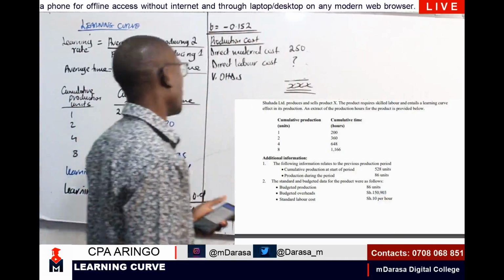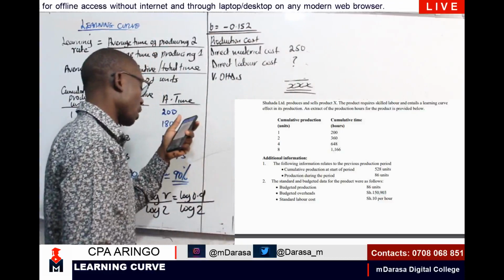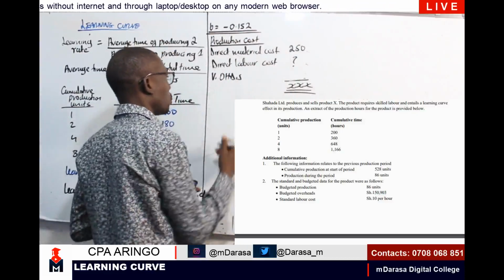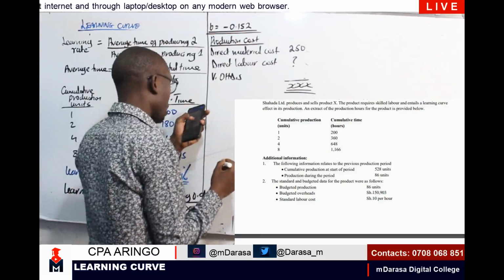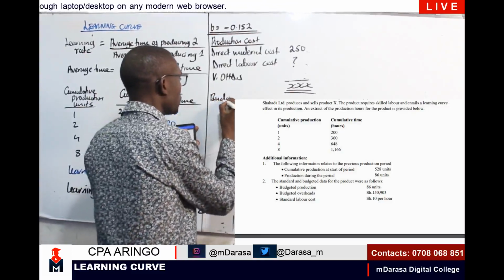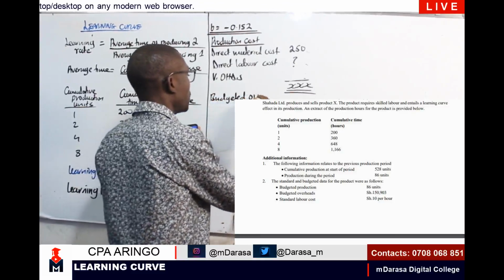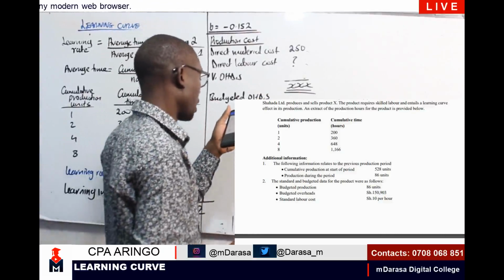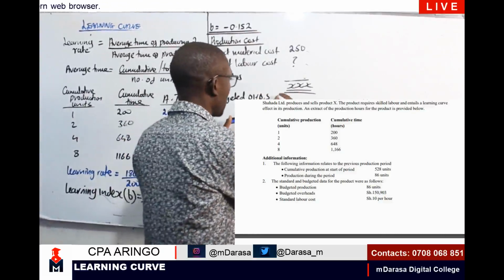Then talk about variable overheads. So you are told that budgeted overheads during the period, these are budgeted OHDs. I was given a figure of how much? 150,903. So budgeted OHDs, my good students, I'm given a figure of, of course, 150,903.